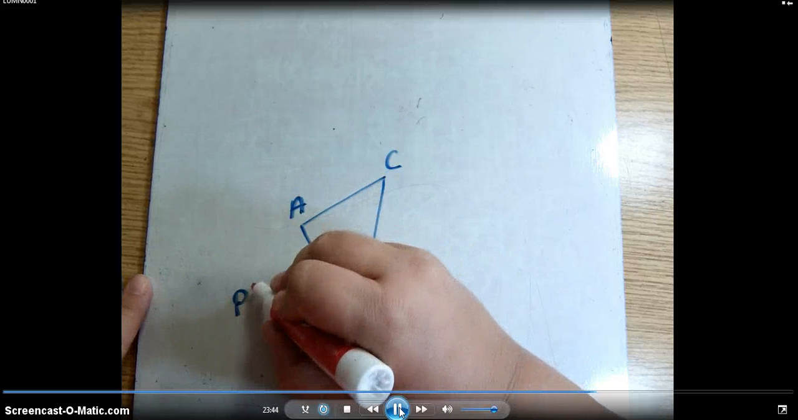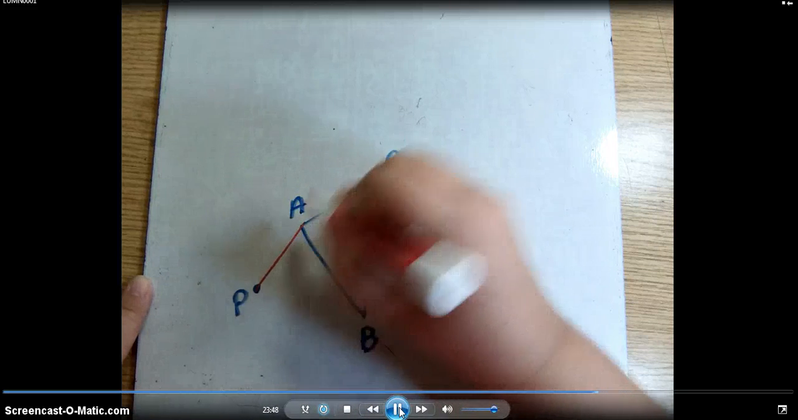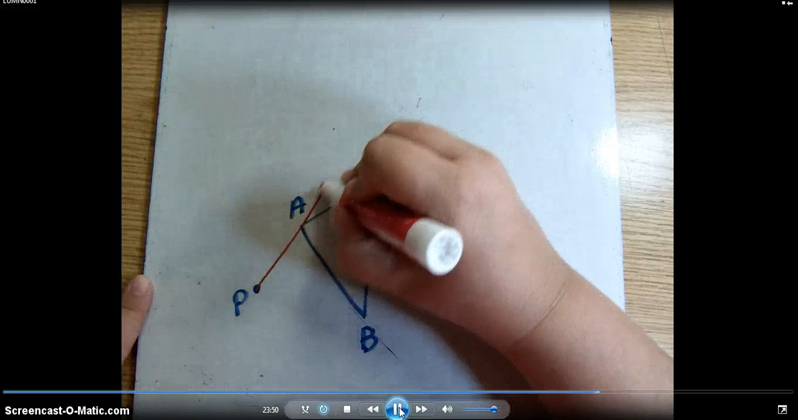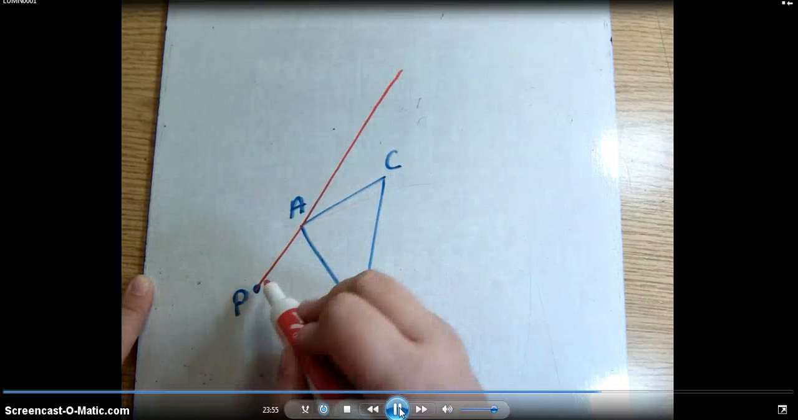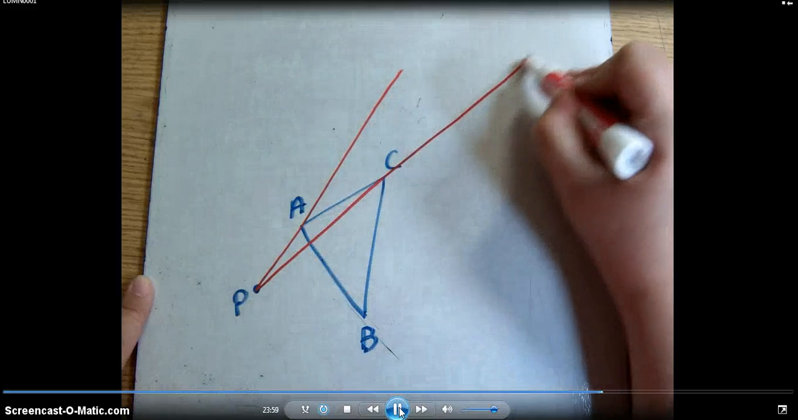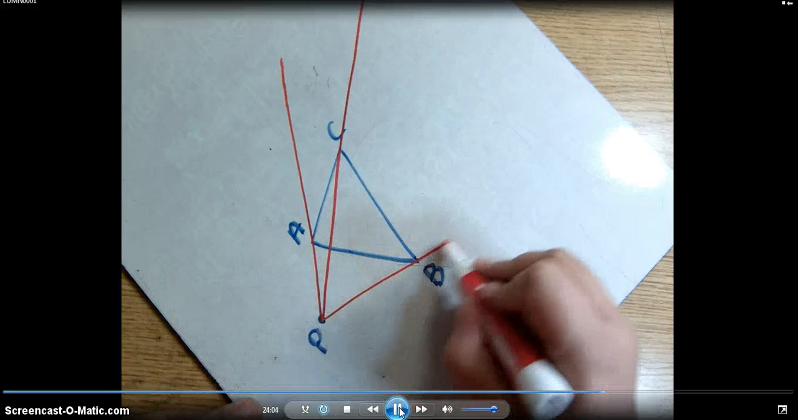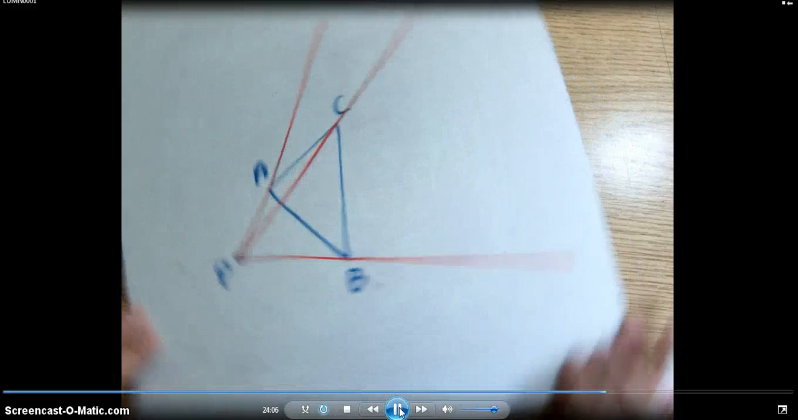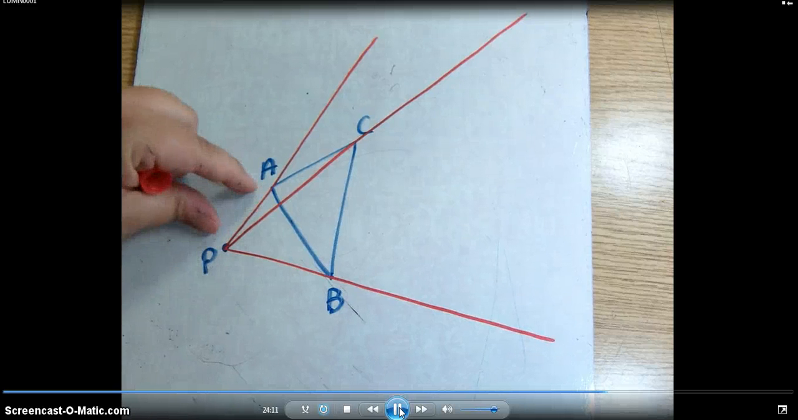Take a straight edge and draw a straight line connecting your center of dilation, which is P, to any point like A, and then beyond. Keep going. So remember, it's like to a point and beyond. To a point and beyond. Straight edge, to the point and beyond. It looks like this.